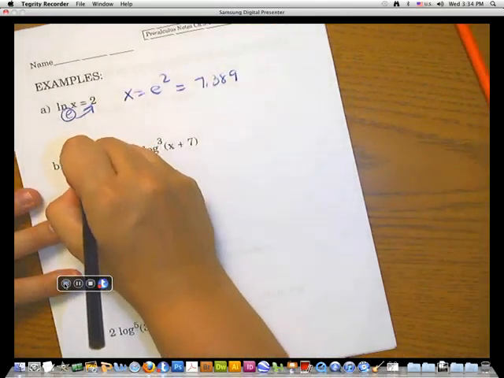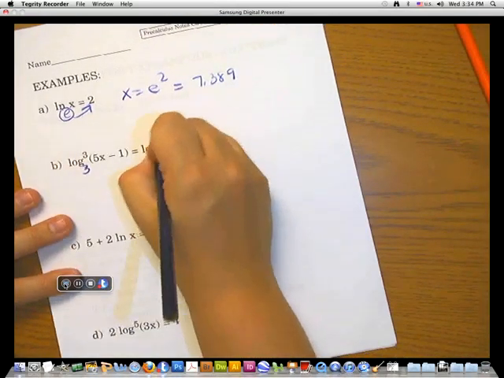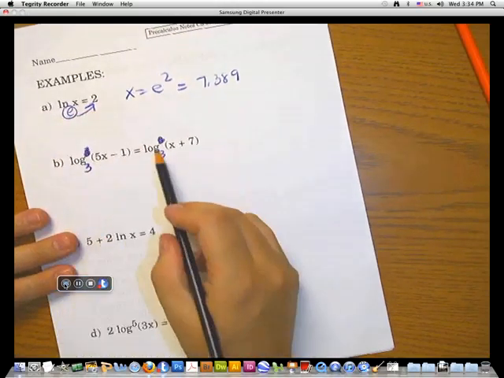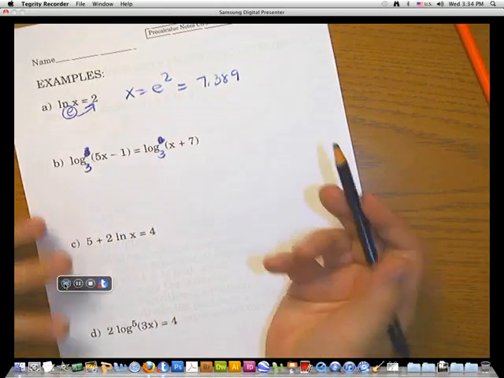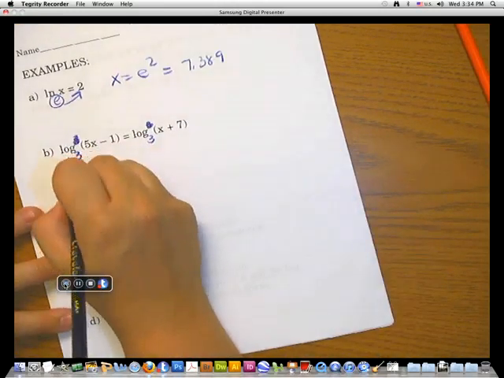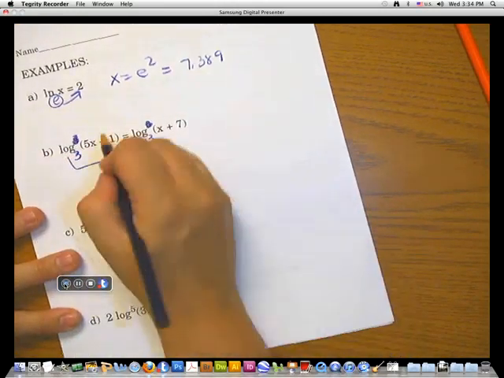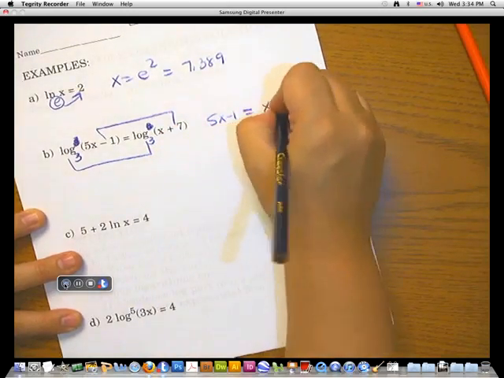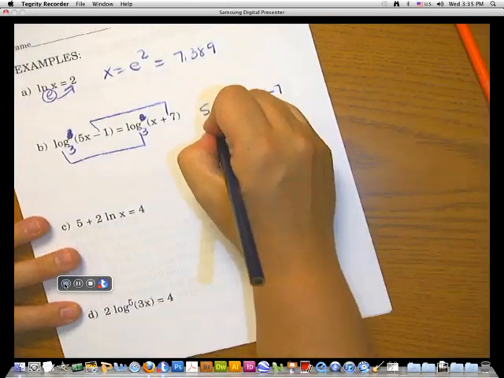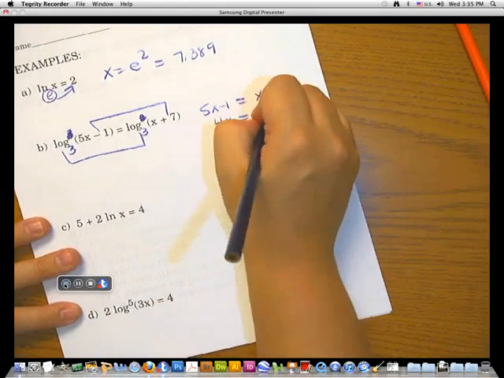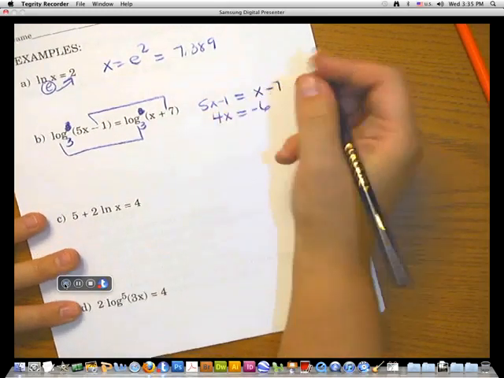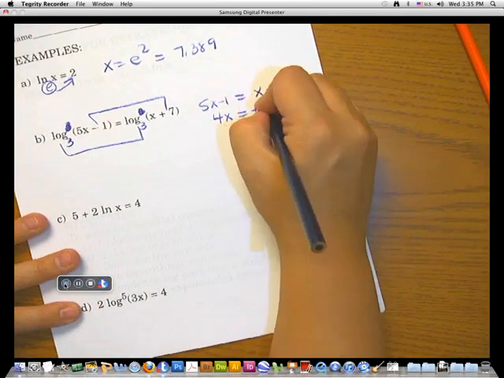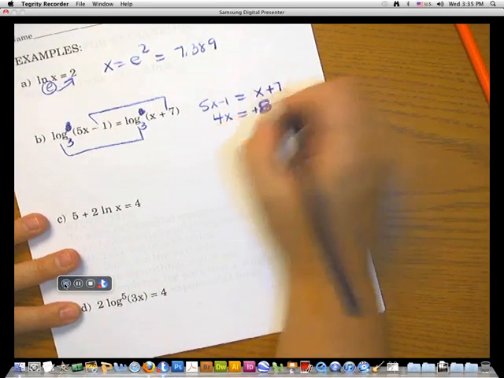This is not an exponent. It's a typo. This is actually a base. Log base 3 of this, log base 3 of that. If the log bases are the same, then so are the pieces. So 5x minus 1 must be x minus 7. So 4x is negative 6. Or how about positive 7, because I can put that in there. So that gives me positive 8.